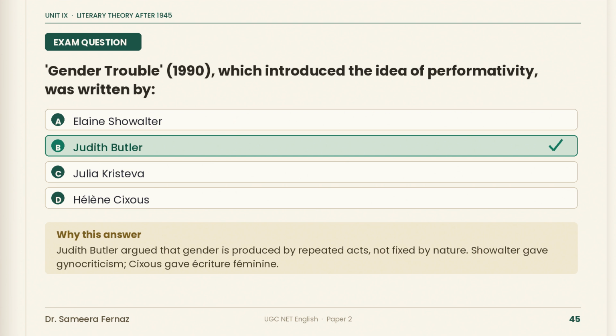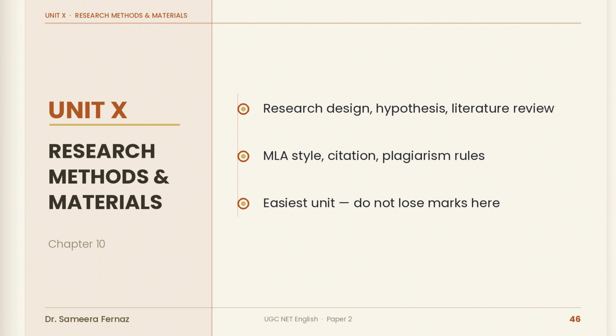Chapter 10, Research Method and Materials in English. This chapter covers research design, hypothesis, literature review, MLA style, citation, and the rules of plagiarism. It is the easiest unit in the paper, so please do not lose marks here.